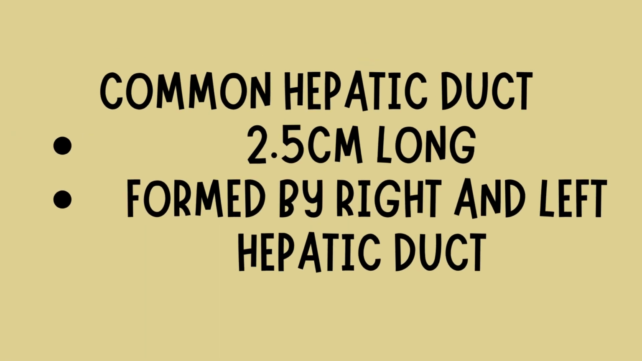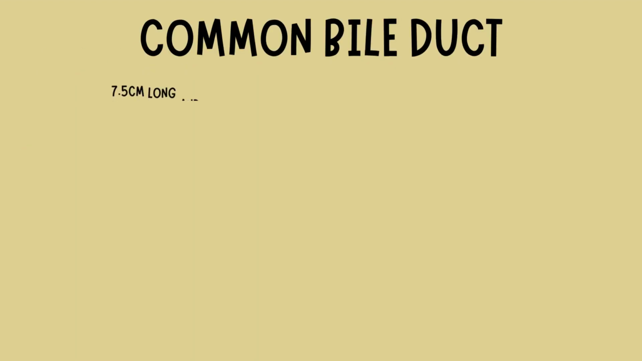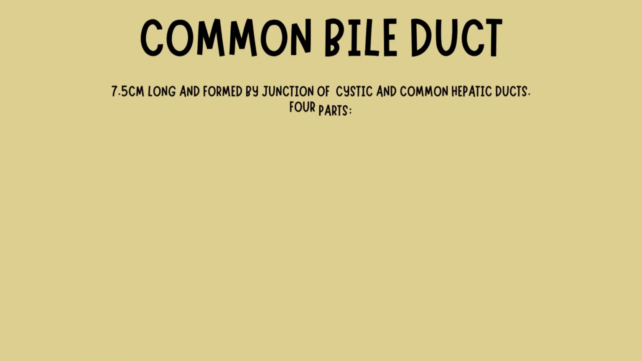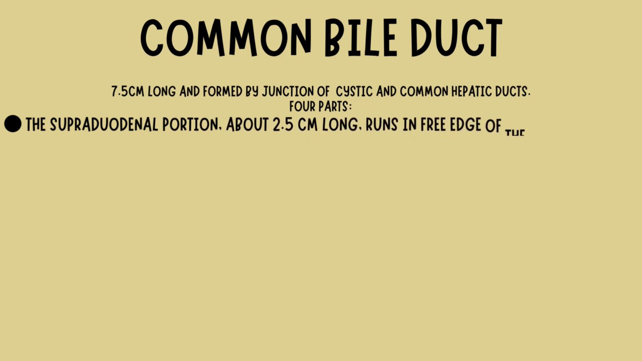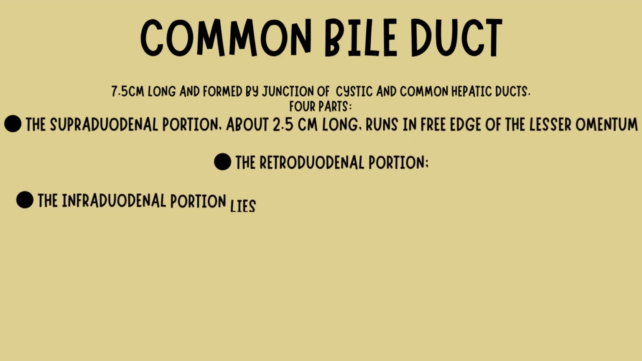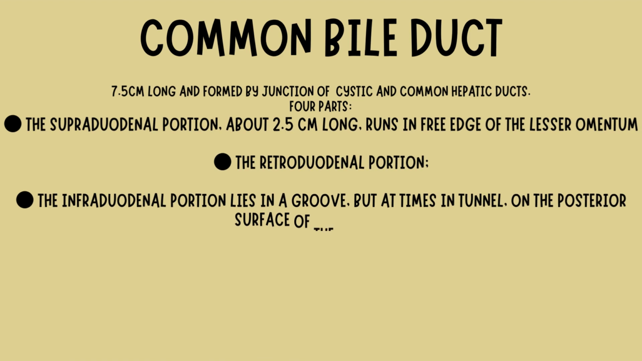The common hepatic duct is 2.5 cm long and is formed by the right and the left hepatic duct. Now come to the anatomy of the common bile duct. The common bile duct is 7.5 cm long and formed by the union of the cystic duct and the common hepatic duct. It has four parts.